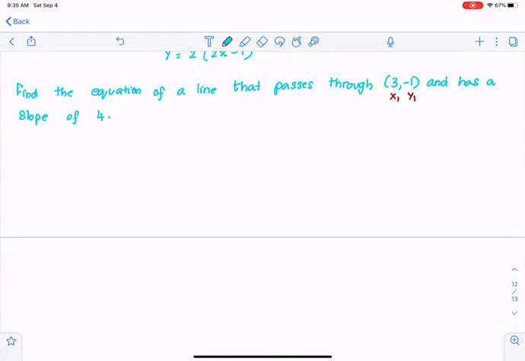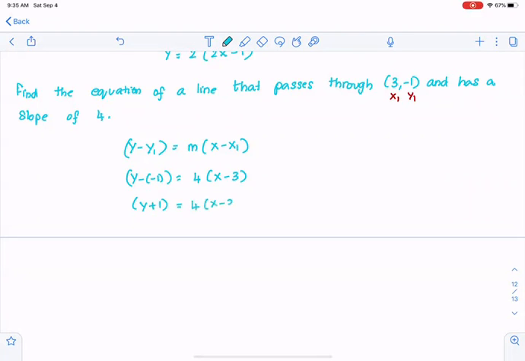So the slope is given, a point is given. So the point slope form is y minus y1 is equal to m times x minus x1. So y minus of minus 1 would equal m, which is 4, multiplied by x minus x1, which is 3. Negative times negative 1 is positive 1. We could leave the right-hand side as is. So y plus 1 would equal 4 times x minus 3.